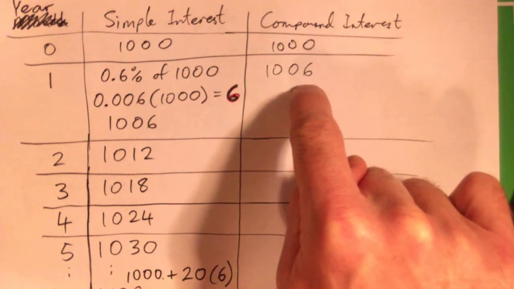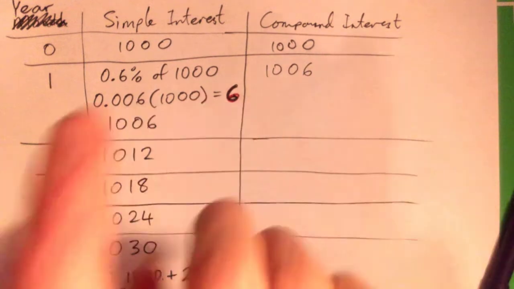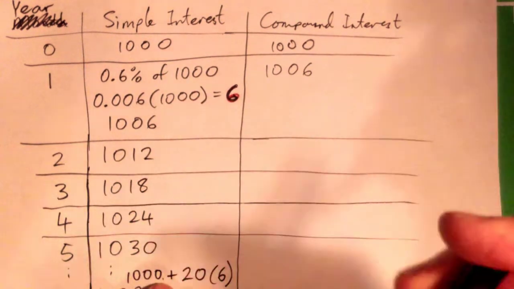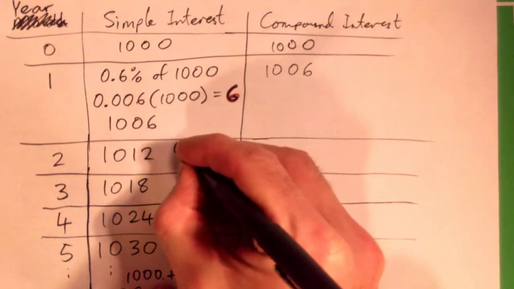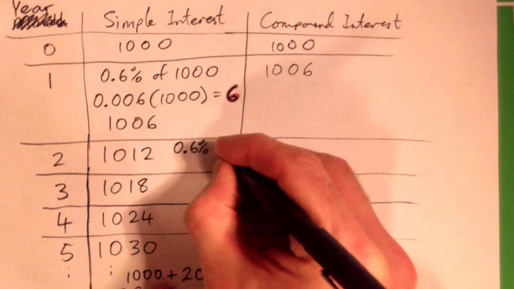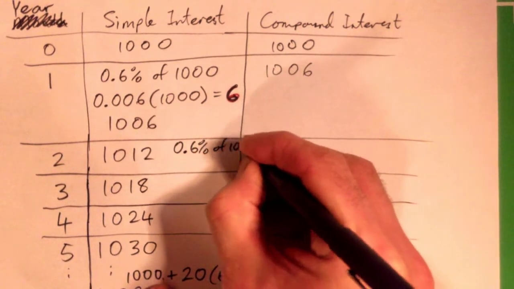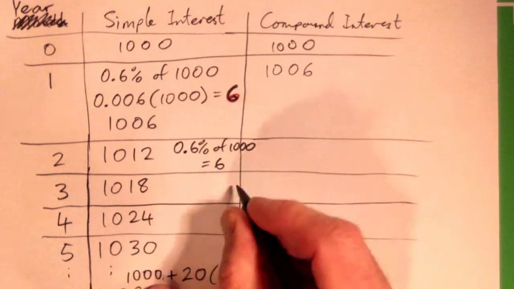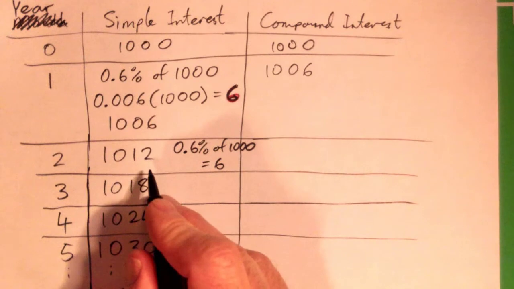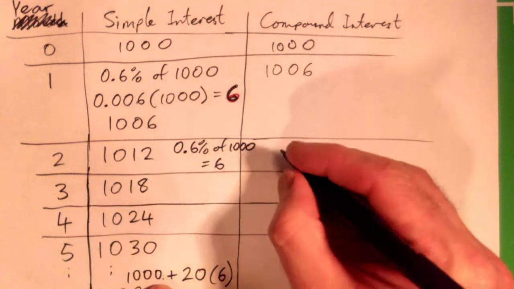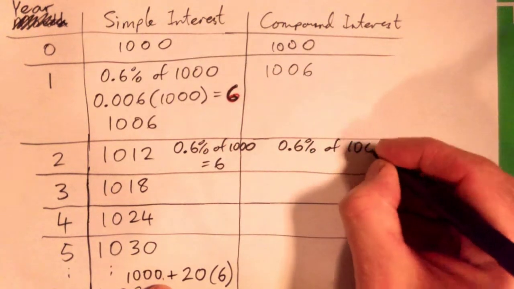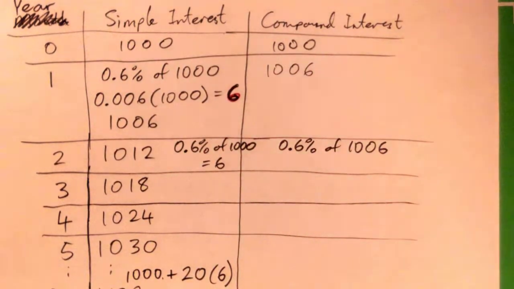Did you know that? The key point is, in the second year, with simple interest we got interest of just 1,000. That was $6, and we added it on, and we got 1,012. With compound interest, we get 0.06% of 1,006. And that's the difference. That explains everything.